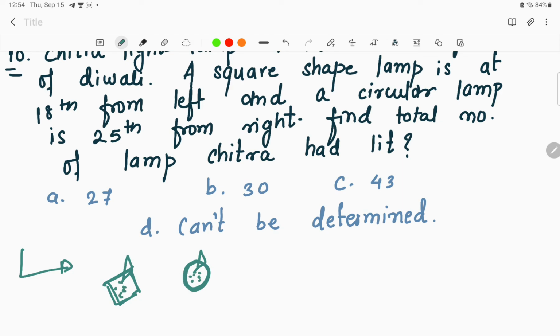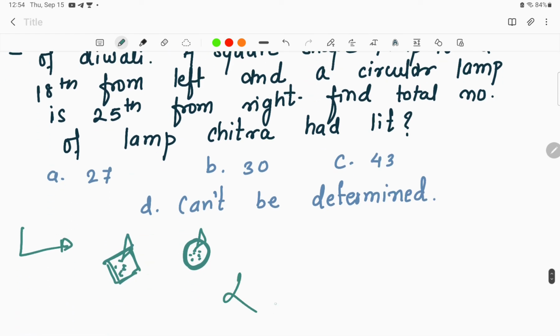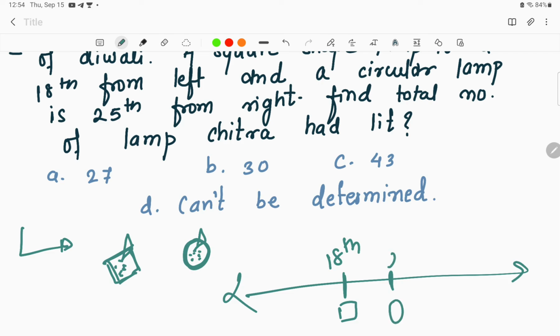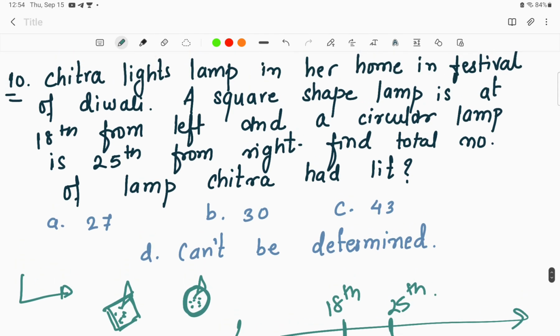Now here, what we can see in the data is that Chitra is lighting the lamps. A square shape lamp is at the 18th position from the left. This is the square shape lamp at the 18th position, and the circular lamp is at the 25th position from the right. We have to find the total number of lamps Chitra lit in the season. Now here, in the question, the total number of lamps is not given, nor is it given how many circular and how many square lamps there are, right?